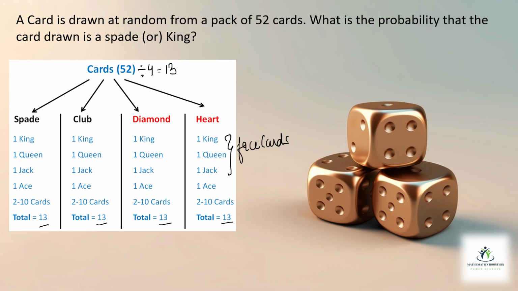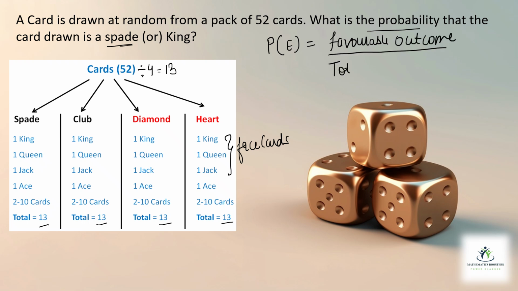Now the question says, what is the probability that the card drawn is a spade or a king. Spade भी हो सकता है और king भी हो सकता है. So first you should know the formula of probability: favorable outcomes upon total number of possible outcomes.